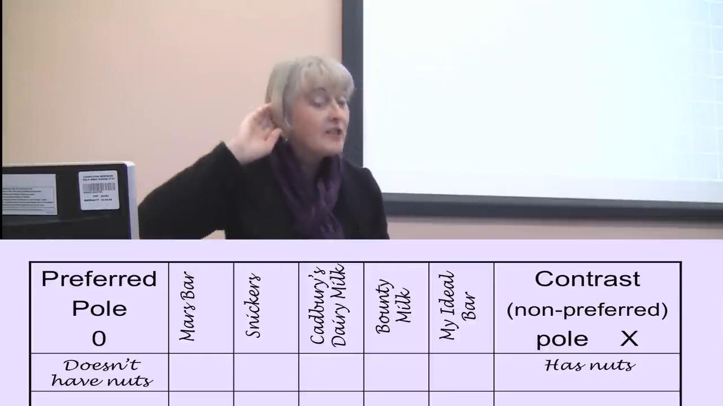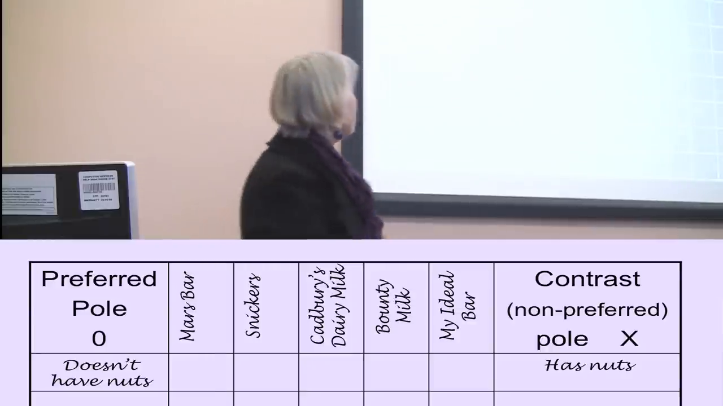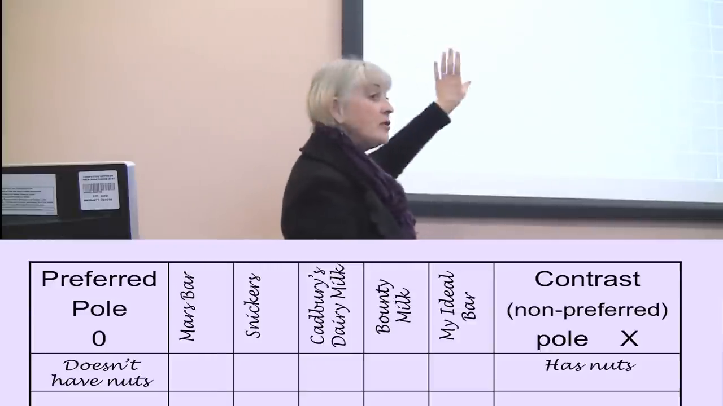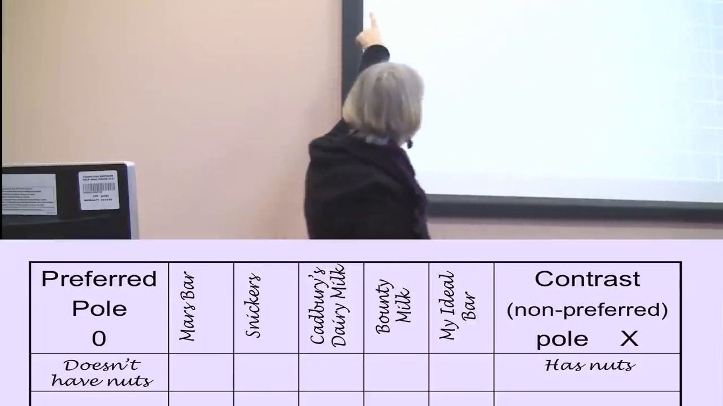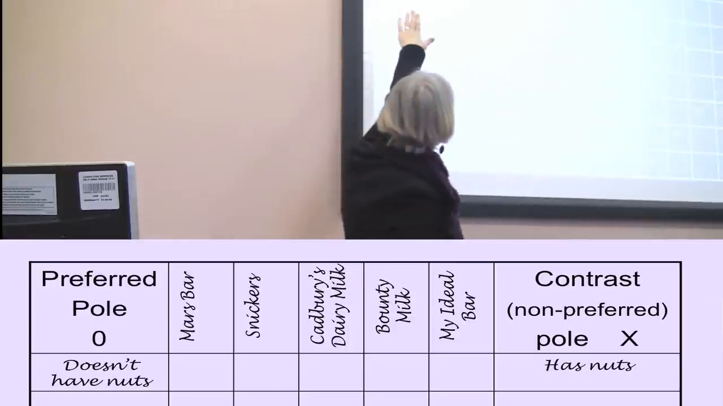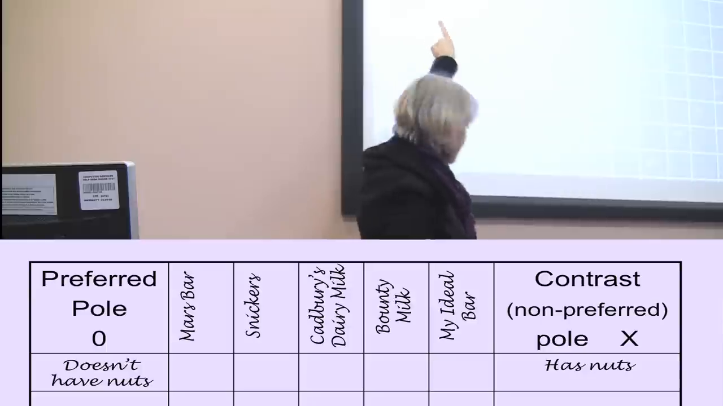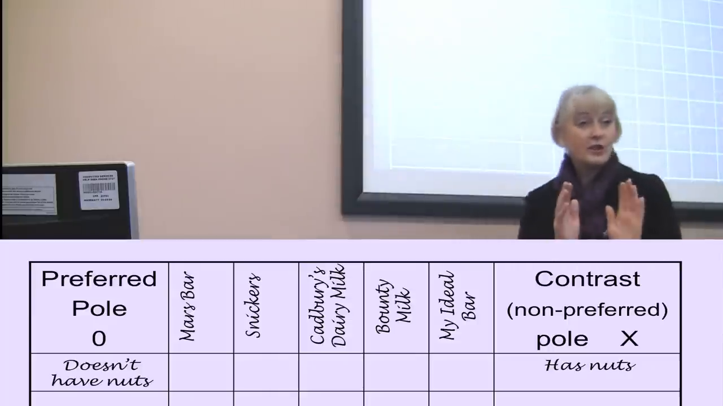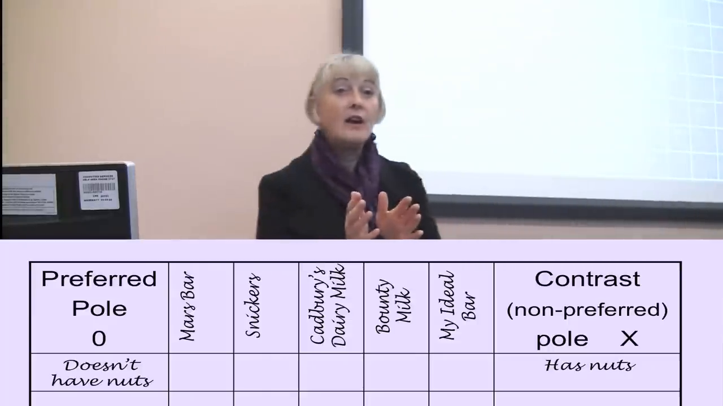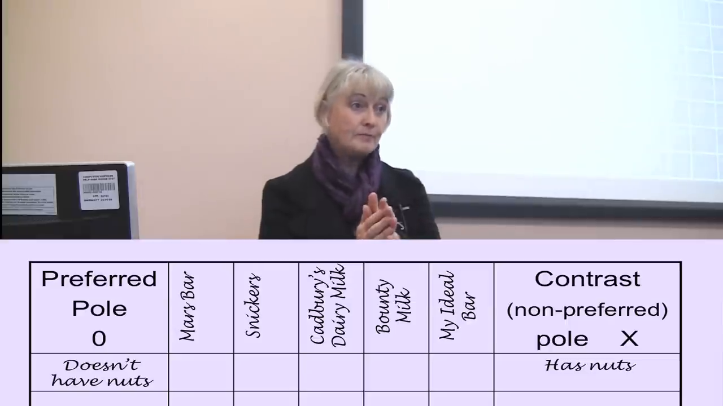That doesn't have nuts is preferred. So you would write the construct in your grid in this way. On the first row, we're filling in row by row. On the first row on the left-hand side, you would put doesn't have nuts. And then at the other end, where we've got the contrast or non-preferred pole, has nuts. So that's the first construct that you have elicited for your partner on chocolate bars.